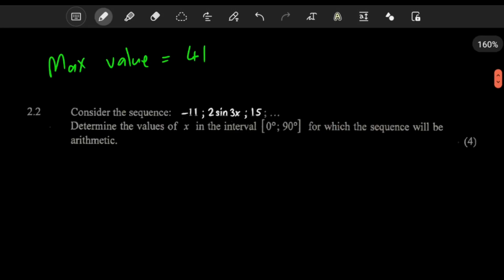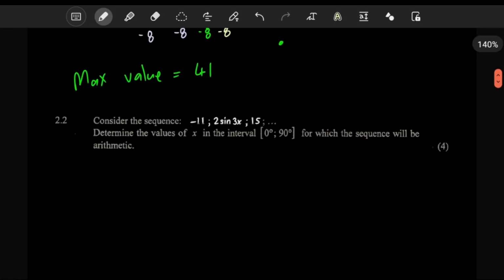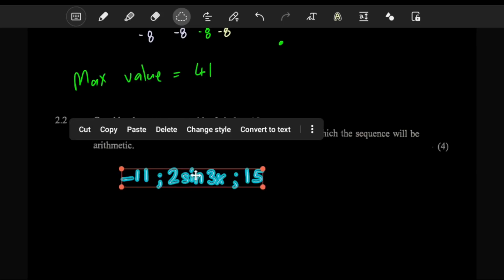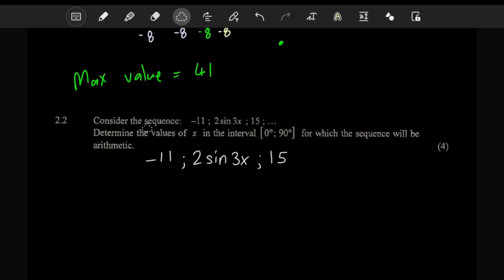So questions like these, you see the way they are worded, they may seem funny or funky, but they're actually quite straightforward, especially if it's just for 4 marks. If you think of what they are telling us here, they say determine the values of x in this interval for which your sequence will be arithmetic.